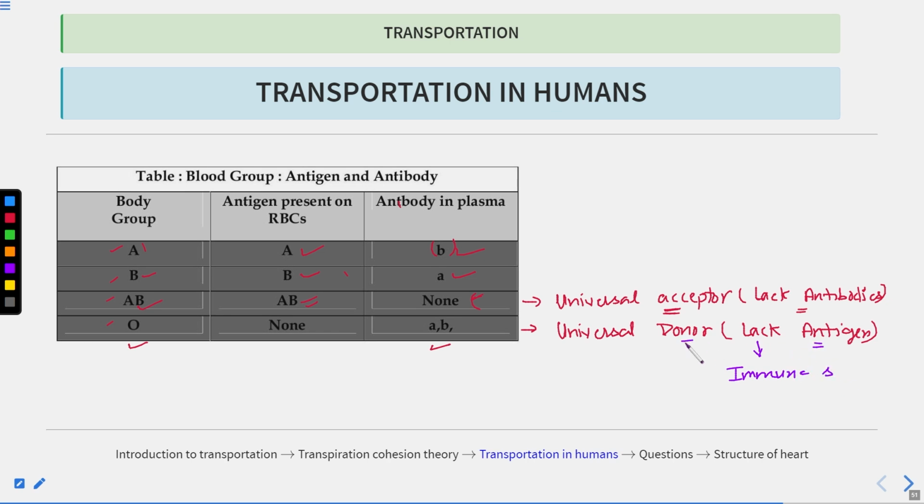So if a person with the O blood group donates blood to any of these, A, B or AB group, then the immune system will not be activated. It is not activated. All right. So that's why the people with blood group O are known as the universal donor.